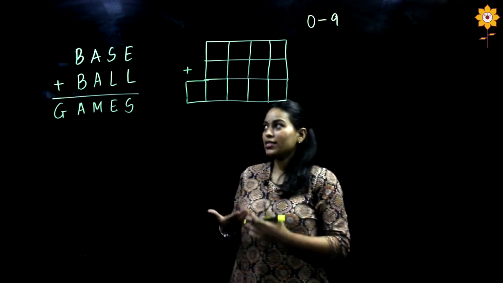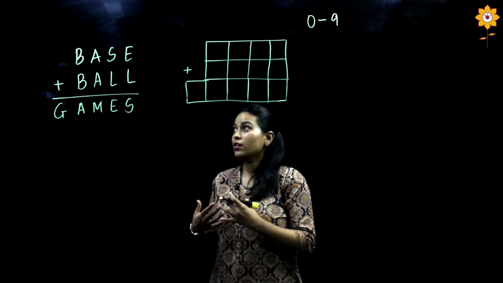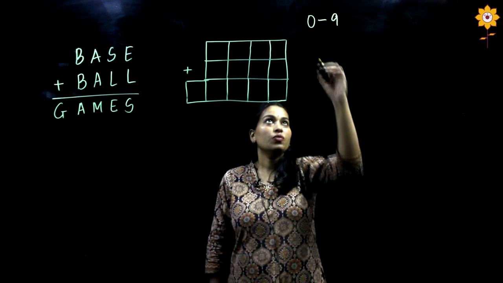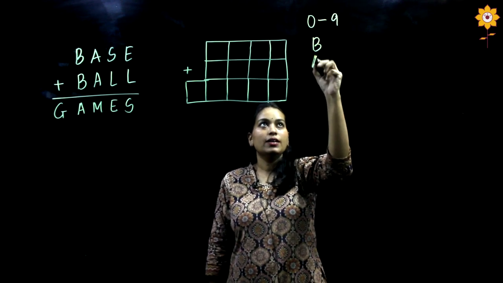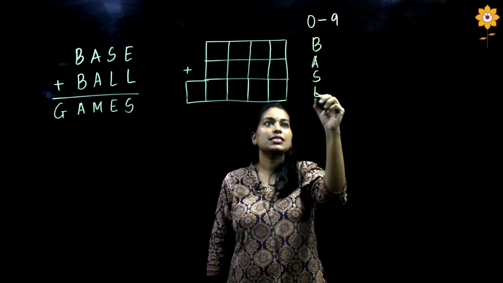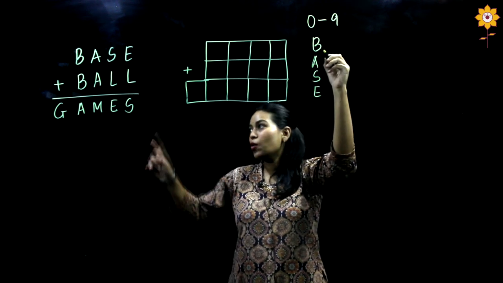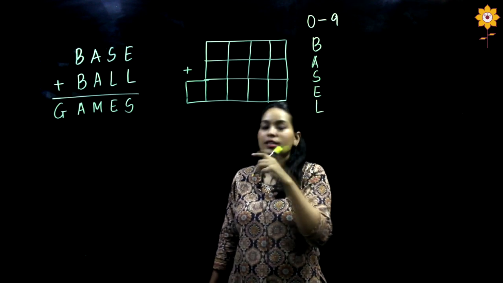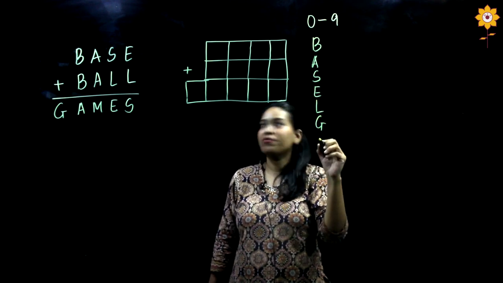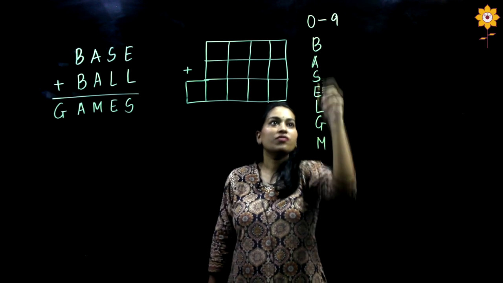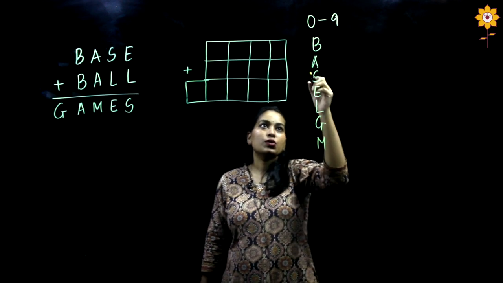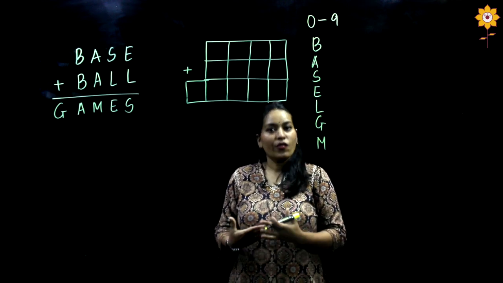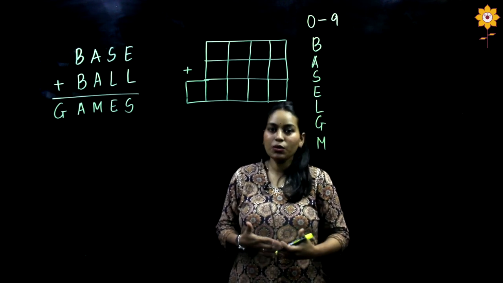Now let's write down all the unique alphabets that we have in these words. We have B, A, S, E. B from BALL is already covered, A is covered. Then we have L, then G, and then M. The rest of the letters are all covered. So, in total, we have 7 alphabets of which we need to find values. Values, as I said, can be from 0 to 9.